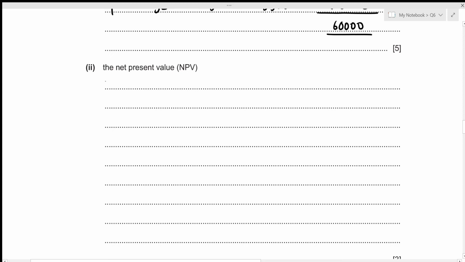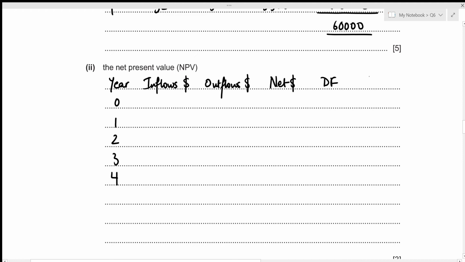Okay, so that's the year. We start with 0, 1, 2, 3, and 4. Then we list our inflows and our outflows. Then we figure out our net inflows, and then we multiply it with the discounting factor in order to figure out the net present value.